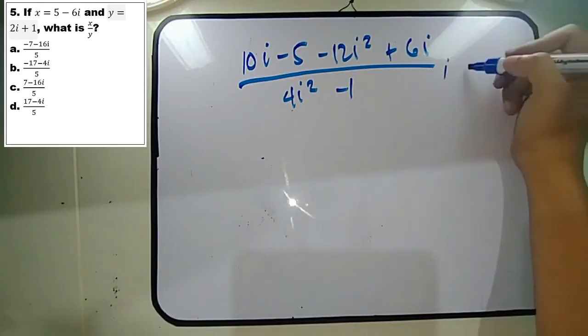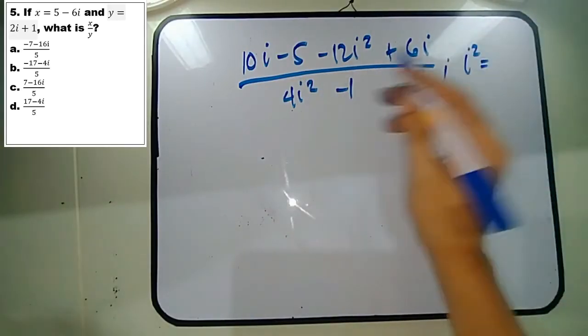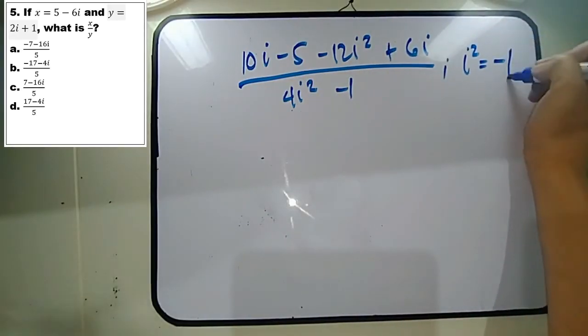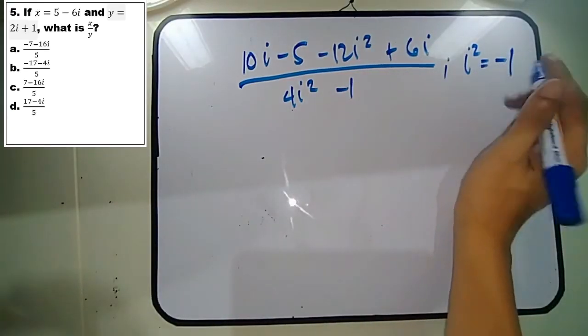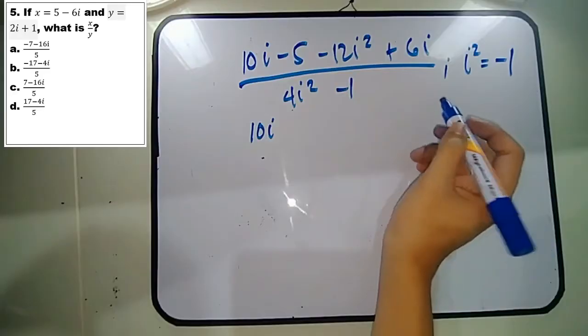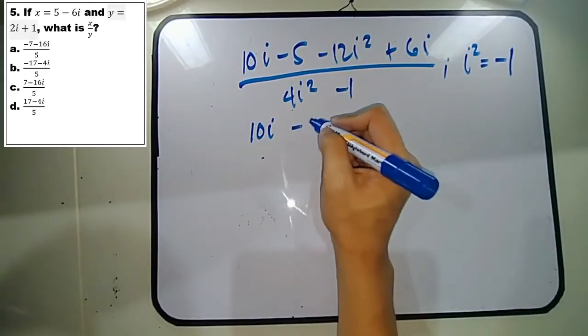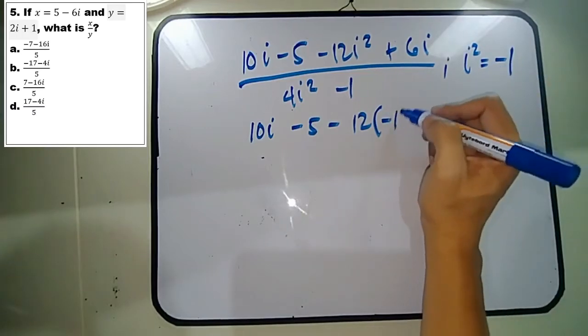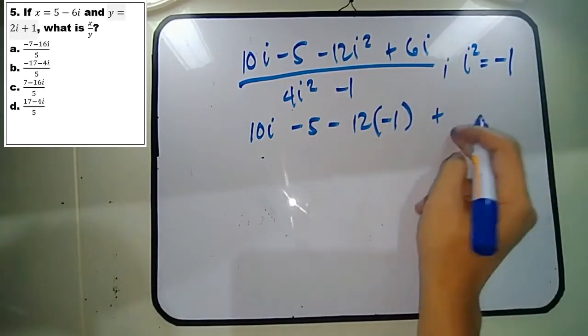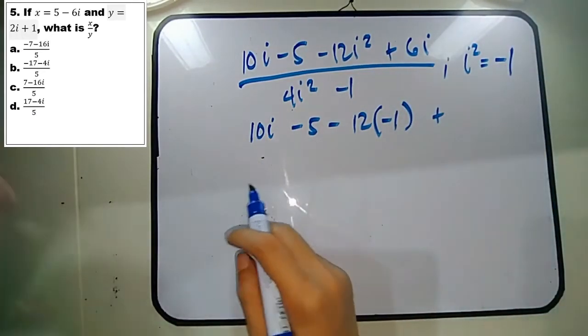But here, you can say that i squared, that is our fundamental concept, is just equal to negative 1. So let's change all i squared to negative 1. So 10i minus 5 minus 12, i squared is negative 1, plus 6i. So ito ipag-combine na natin, guys. So this is 16i.